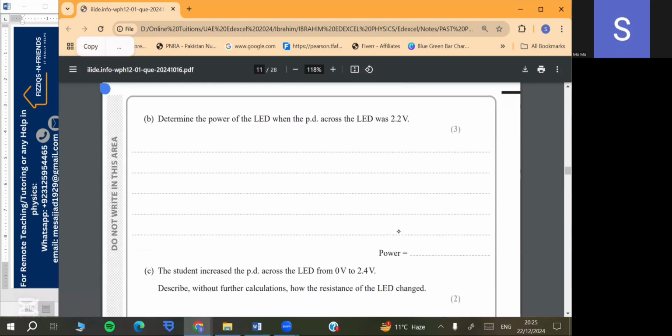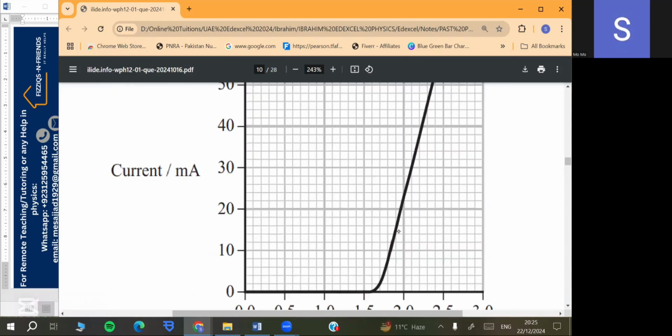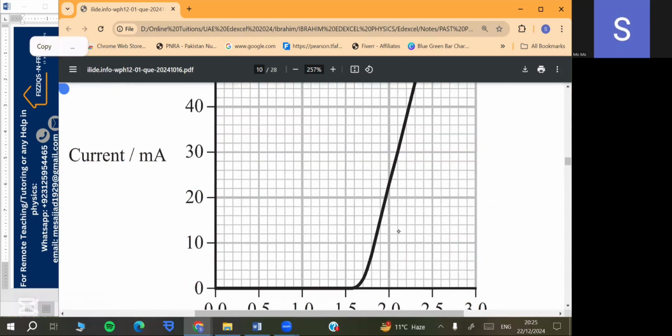Determine the power of the LED when the potential difference across LED was 2.2. It's pretty straightforward. Okay, so this is 2.1, this is 2.2. Okay, this is 2.2, and this is here. So for me, it is somewhere at 32, 34, 36, and 37, and this is 2.2.